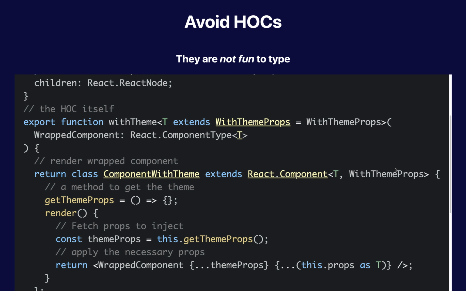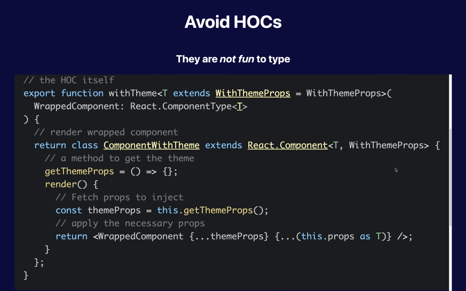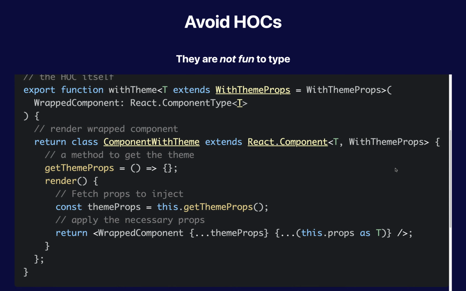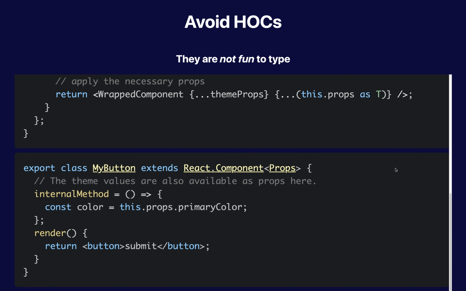And then if we move down just a little bit, you can see this is what the higher order component would look like. So we're exporting a function called withTheme, extends withTheme props, and it takes an argument of React.ComponentType with the name of wrapped component, and we return a new class component with some injected functionality, and then we finally render the component that we're wrapping with it, which here's an example of what a button implemented to use this would look like.